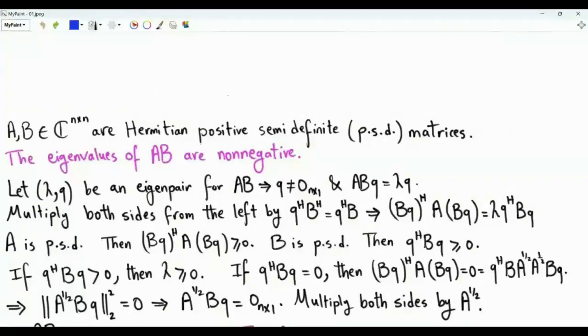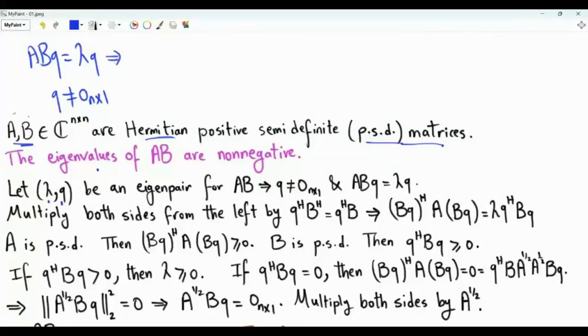Before proving the lower and upper bounds on the trace of the product AB, let's remind ourselves of two very important facts. If A and B are Hermitian and positive semi-definite matrices, the eigenvalues of AB are non-negative. If A and B are Hermitian and positive semi-definite, then the eigenvalues of each one of them are non-negative. The eigenvalues of the product are also non-negative. Suppose that lambda is an eigenvalue of AB. The associated eigenvector is Q. We have ABQ is equal to lambda Q. Q is not equal to the all zero vector by definition. Eigenvectors are not the all zero vector.